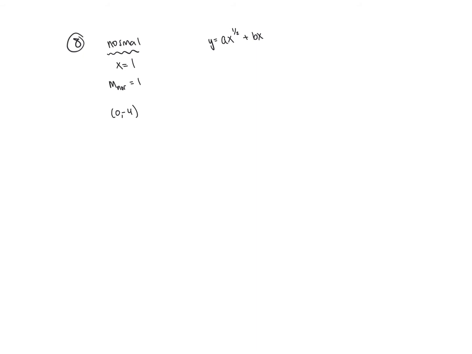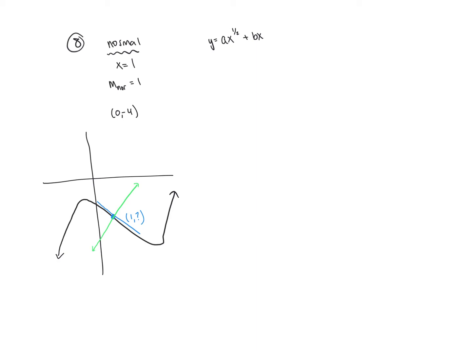Let's say, just for fun, that the function goes something like that. I'm just making it up. Let's say this is the point where x equals 1, and we don't know what the y value is. This would be the equation of the tangent, and this would be the equation of the normal. The normal has a slope of 1, and it goes through the point (0, -4).